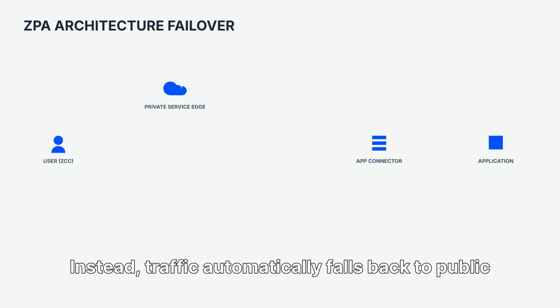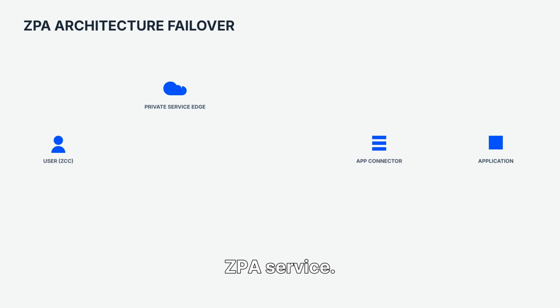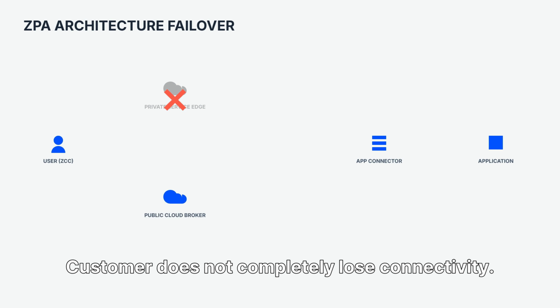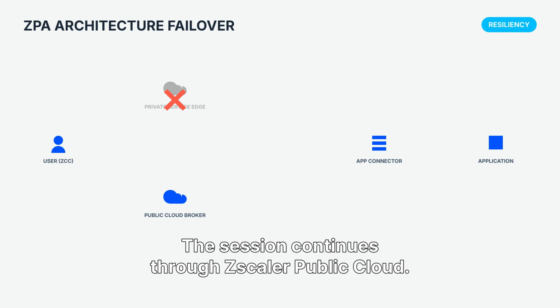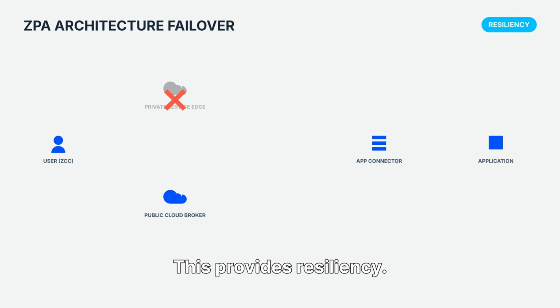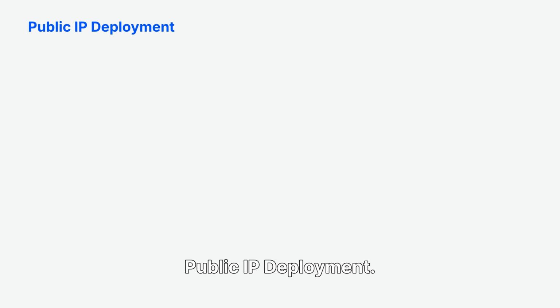Instead, traffic automatically falls back to the public ZPA service. Now the flow becomes ZCC to public broker to app connector to application. In other words, the customer does not completely lose connectivity. The session continues through Zscaler Public Cloud. This provides resiliency.